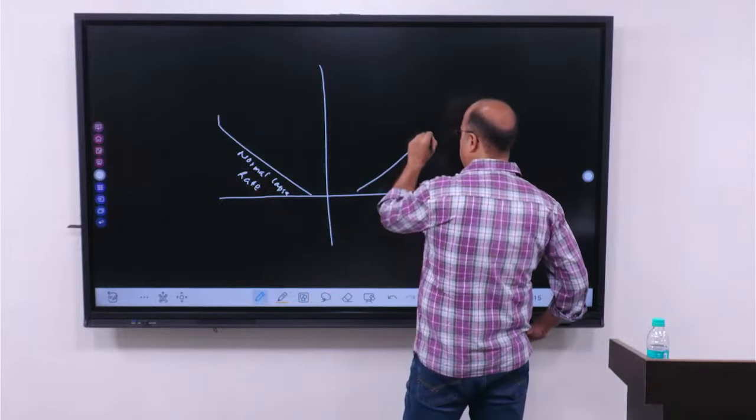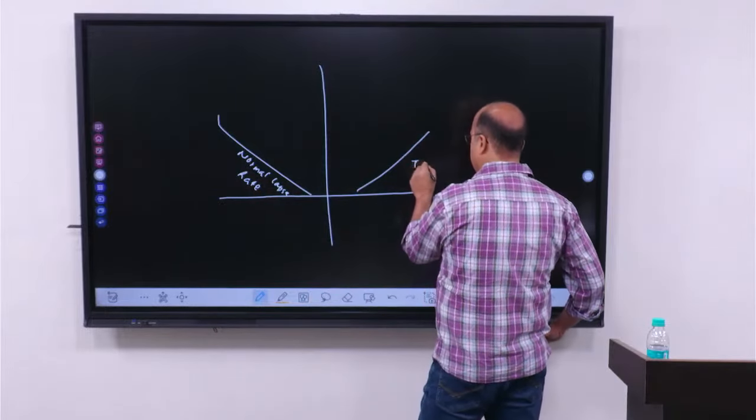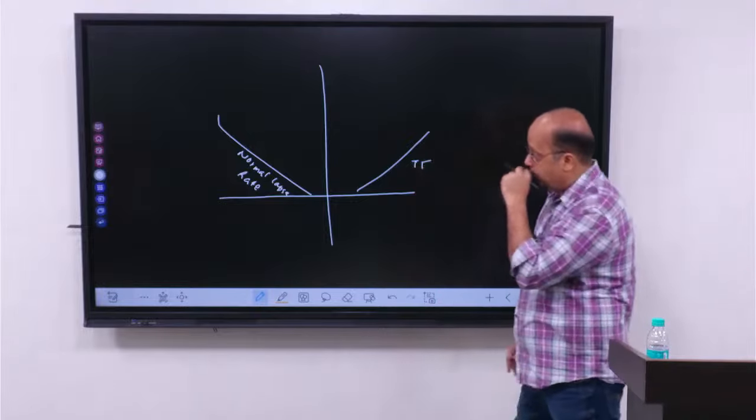Here these will increase like this. That is temperature inversion. So, normal lapse rate. Right.